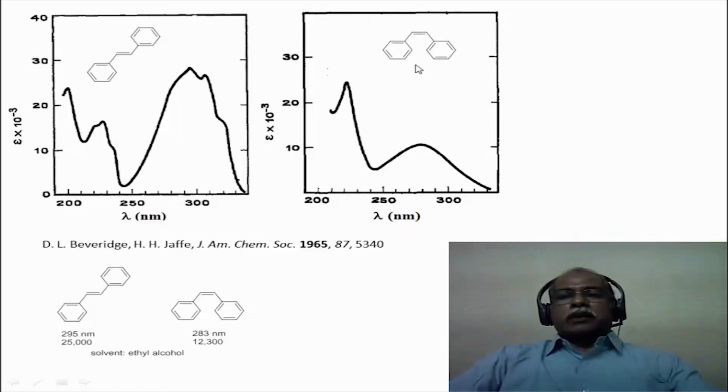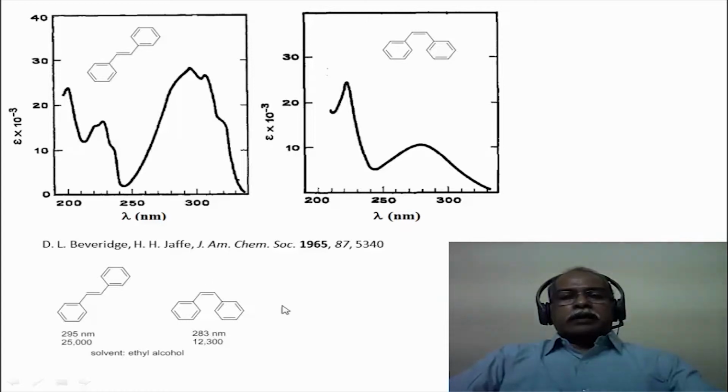Because of steric hindrance, one of the phenyl group will be out of plane. So the through conjugation is not as effective as in the case of the trans isomer. So the wavelength of absorption, for example, if the trans stilbene is 295 nanometer, and also epsilon is almost twice that of the cis isomer, the cis isomer has an absorption around 283 nanometer.